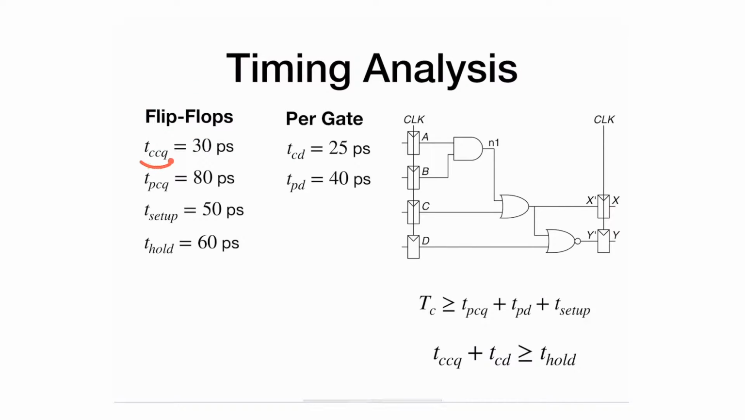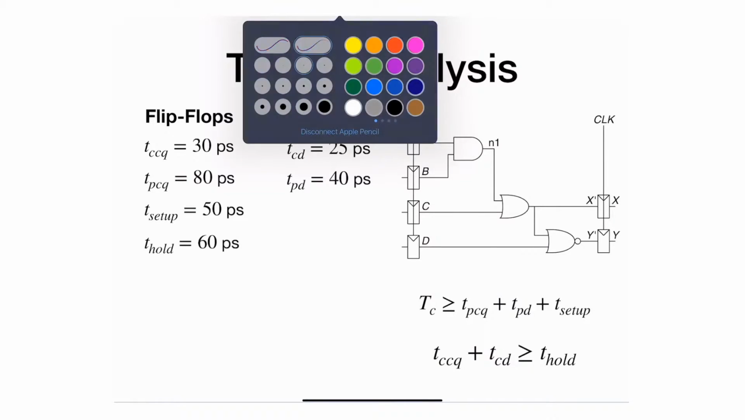So this is the clock to Q for the contamination, which is the fastest, and the propagation delay for the clock to Q, which is 80 picoseconds. And then you have the setup time and the hold time. And here I'm telling you each one of these gates has a contamination delay of 25 picoseconds and a propagation delay of 40 picoseconds. So the fastest response they can give you is 25 and the slowest is 40. And I just copied these equations in here so we can use them.